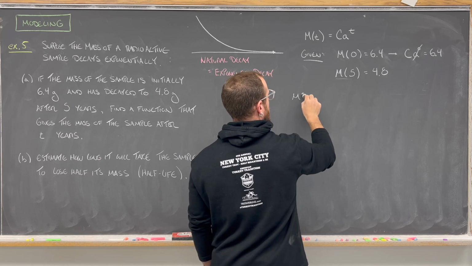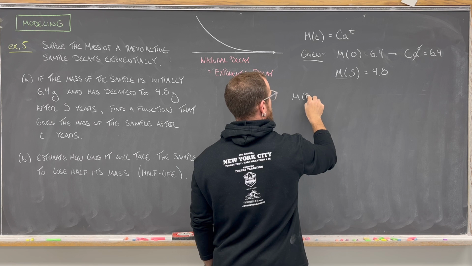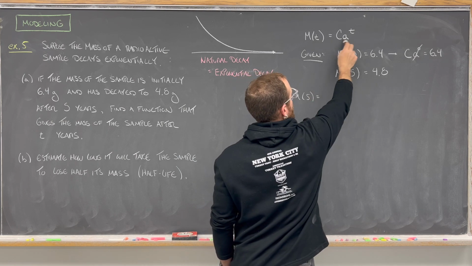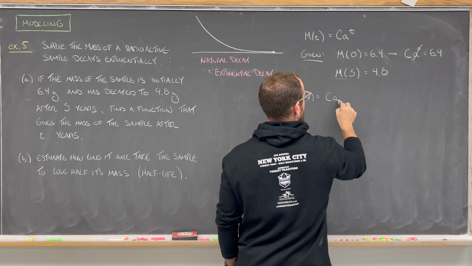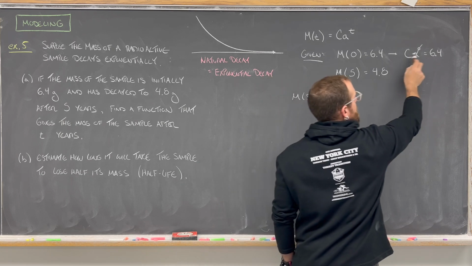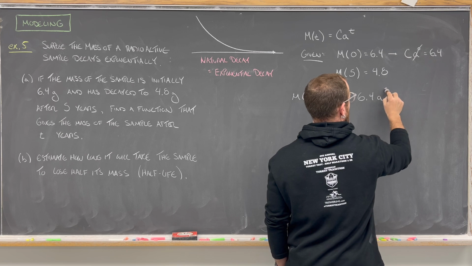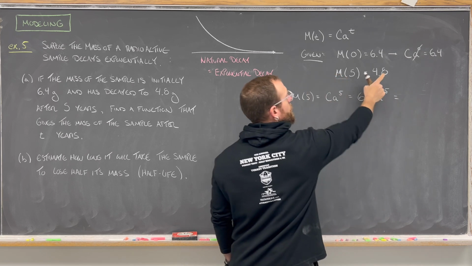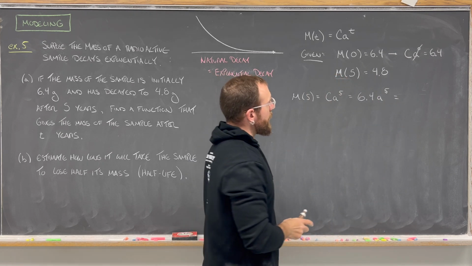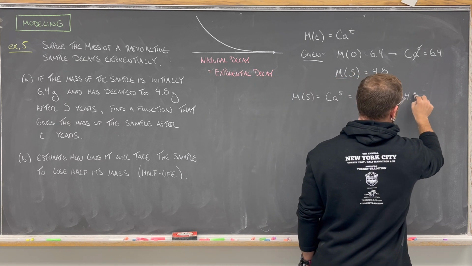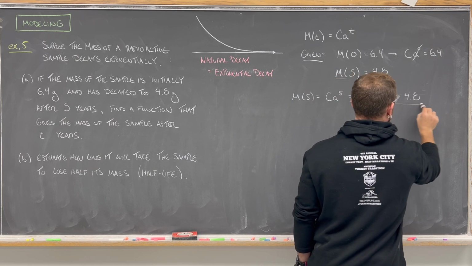Great, I'm halfway done. To figure out a, I'm going to use this next piece of information, that the mass when t equals 5, according to this, would be c times a to the 5th. And knowing that c is 6.4, I can say that 6.4 a to the 5th is equal to 4.8. So this becomes the equation that I'm working with.